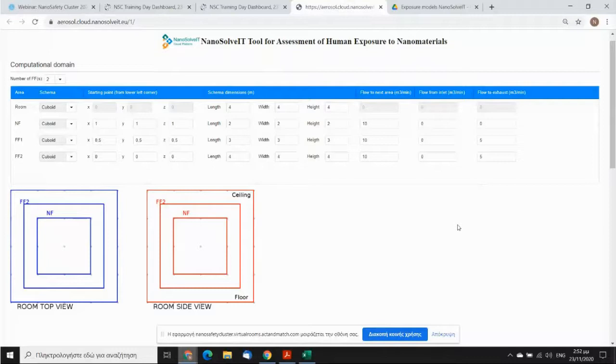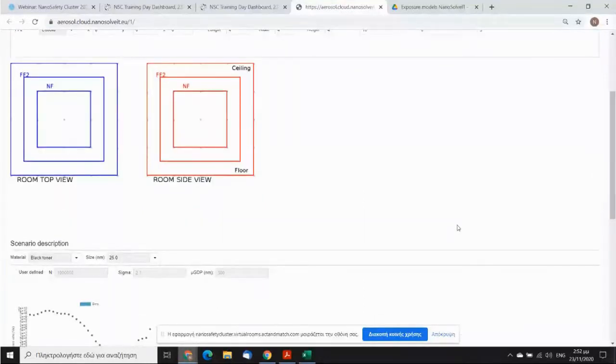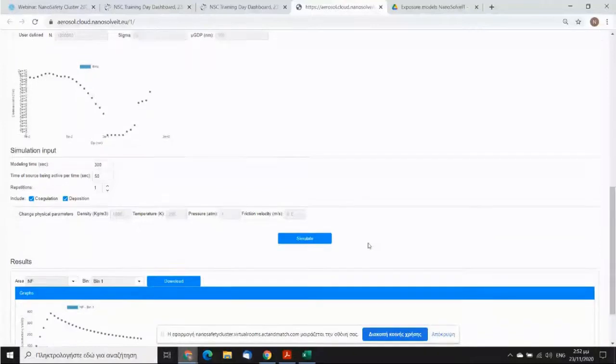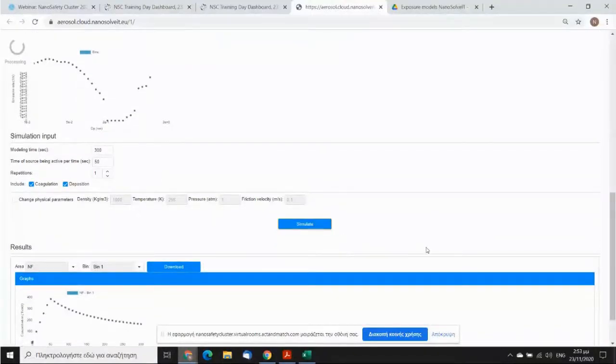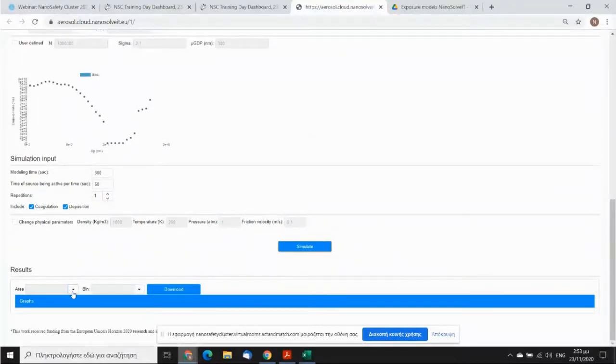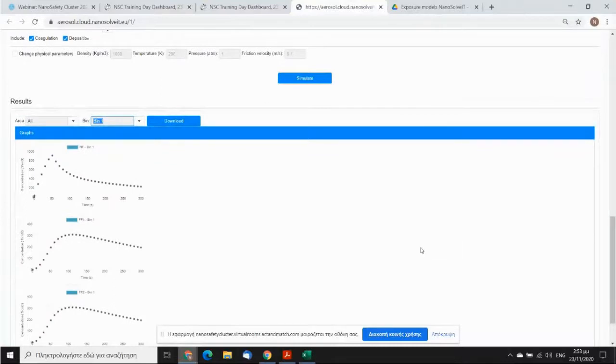So I have constructed 3 areas now, for which I'm going to compute the concentrations. I will use again black toner, and I just have to press simulate and wait until I get my results. So now here in the area, you have NF, FF1, FF2, all the areas that we have. I will select all, and for the bin, I will select bin 1. And now you can see here how the concentration evolves over time for our different areas in the different bins.